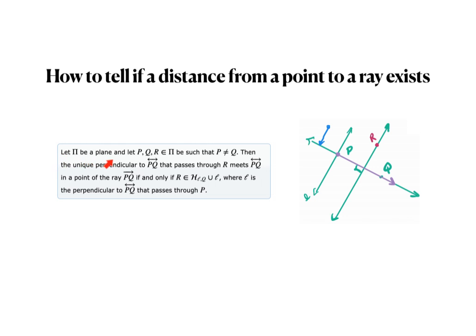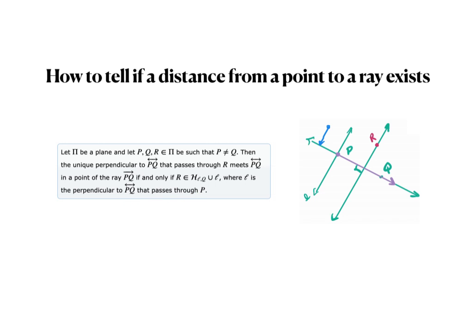Let pi be a plane and let P, Q, and R be elements of my plane such that P is not equal to Q here. Then the unique perpendicular to line PQ that passes through R meets PQ in a point of the ray PQ if and only if R is an element of the open half plane determined by L that contains Q union L, where L is the perpendicular to PQ that passes through P.